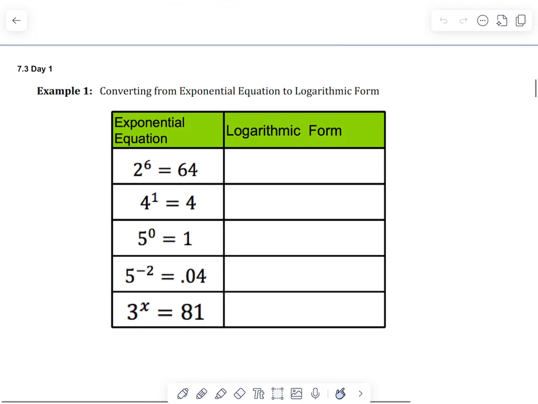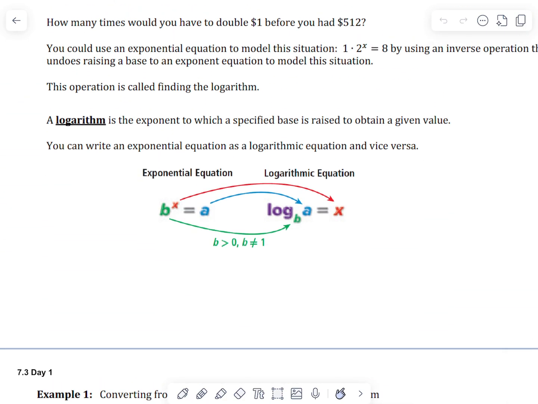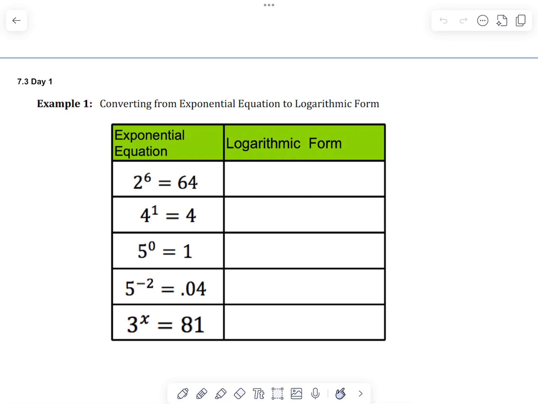So example 1. Convert from an exponential, so what we have here on the left, to the right. An exponential equation, 2 to the 6th power equals 64, and we want to change that to a logarithm. So how that'll look is we say log base 2, so it's a little subscript, and then what it equals goes in next, of 64, and then the exponent goes off to the right.